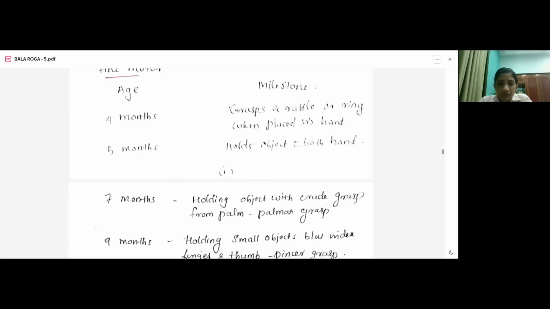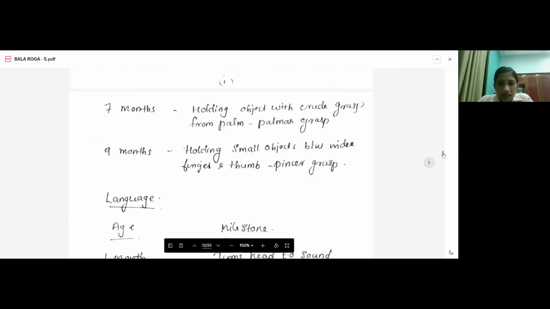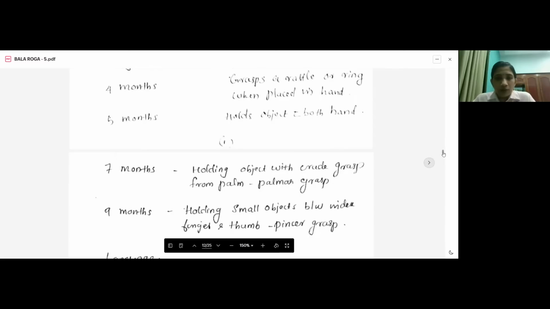In the 9th month, what happens? The pincer grasp is present. That means holding small objects between the index finger and thumb. That is the pincer grasp at 9 months. So at 9 months he starts to hold objects placed on the floor or elsewhere. That is the development of the pincer grasp.